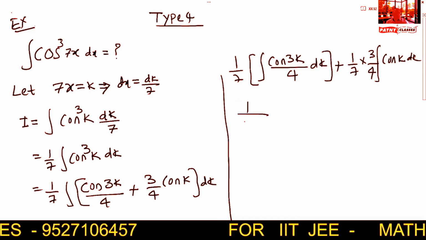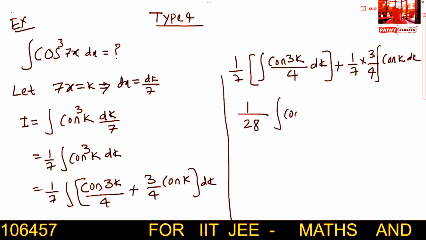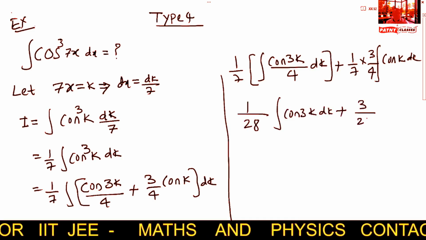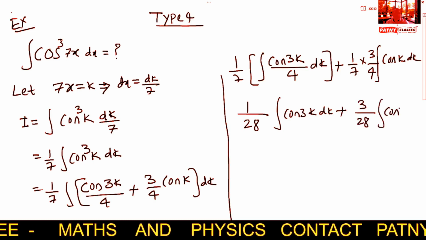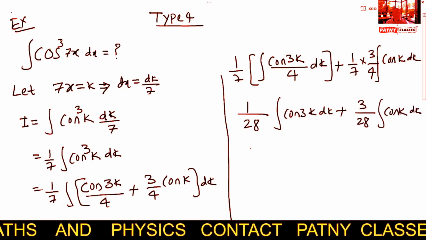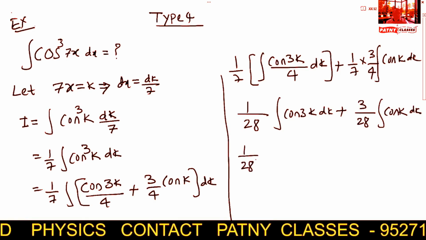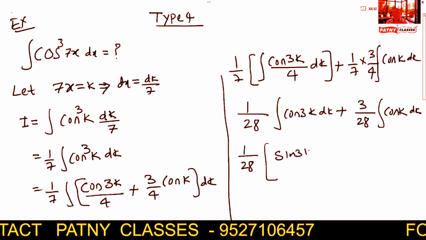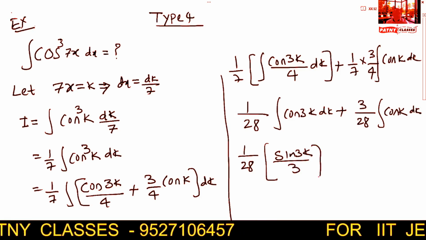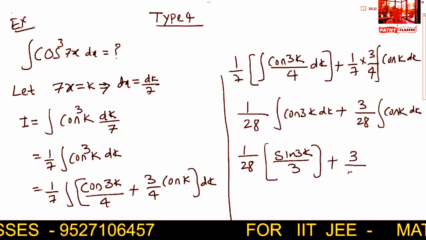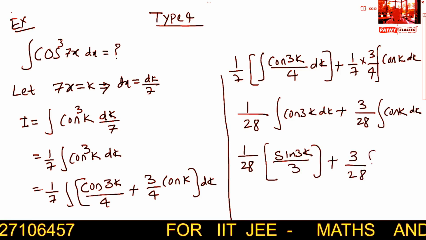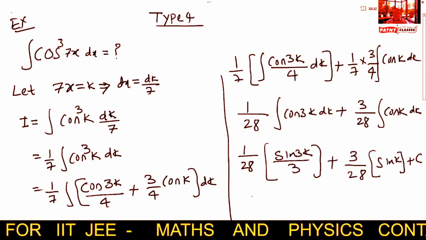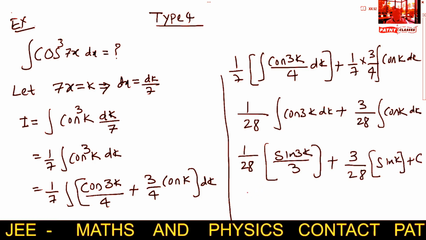This becomes 1 upon 28 integration of cos 3k with respect to k plus 3 upon 28 integration of cos k with respect to k. Integration of cos 3k is nothing but sin 3k upon 3, and cos k integration is sin k plus c. Putting back k equals to 7x.